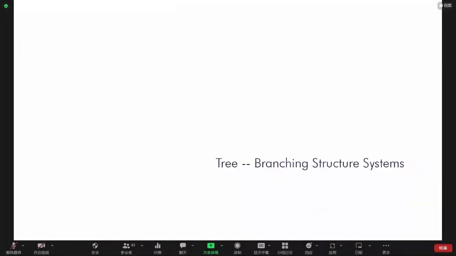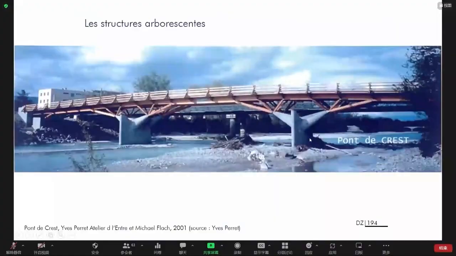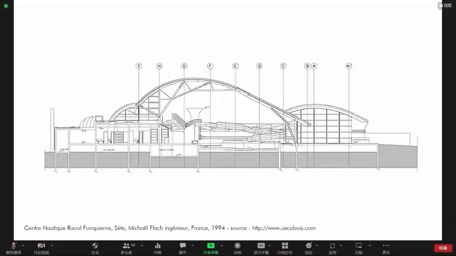About tree branching system structure, of course, they are very efficient since you are making the timber work in compression instead of flexion, and the whole system proves very efficient for different kinds of structures and bridges, with the Pont de Crais I mentioned already before. You also have this counterpart in architecture with the water center in the south of France.